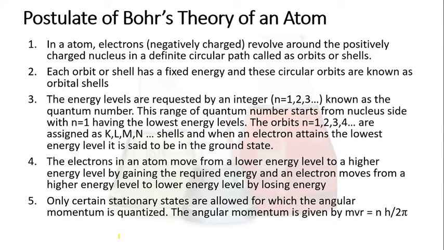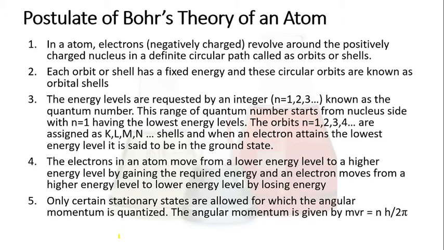Next we will see the postulates of Bohr's theory of an atom. There are 5 postulates that we will see. First, in the atom, electrons, which are negatively charged particles, revolve around the positively charged nucleus in a definite circular path called an orbit or shell. This we have seen in the review. Each orbit or shell has a fixed energy, and these circular orbits are known as orbital shells.